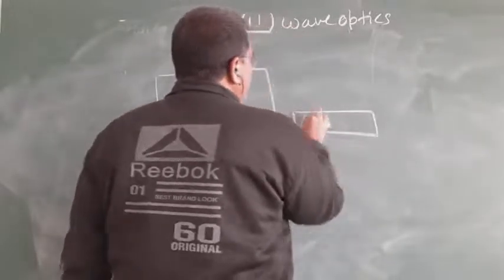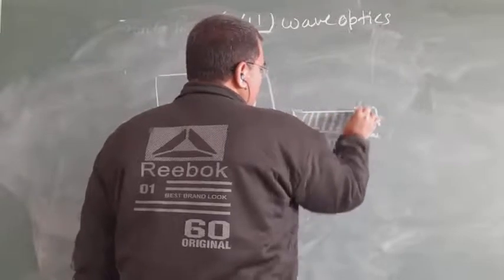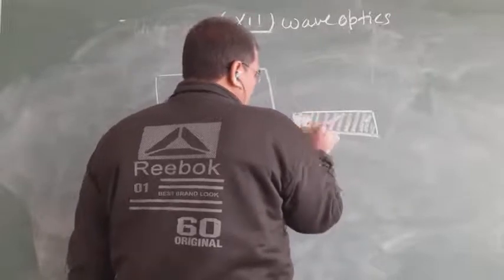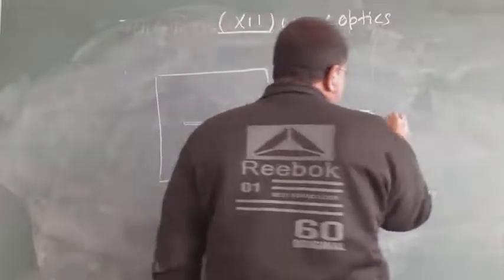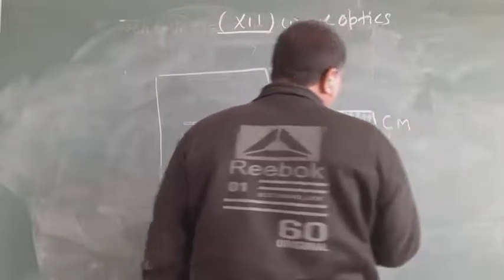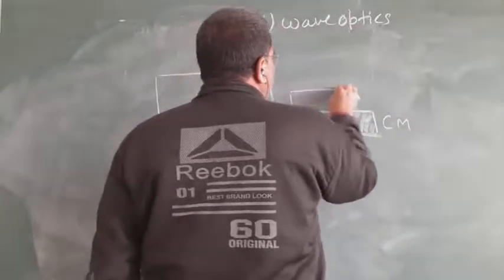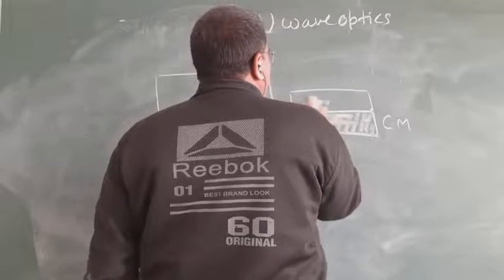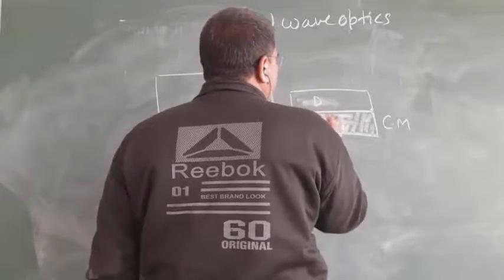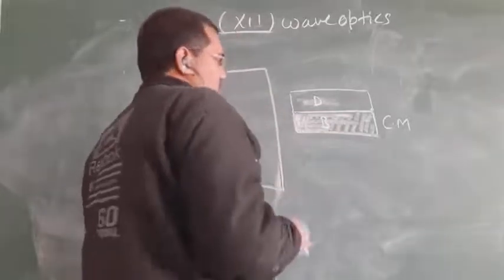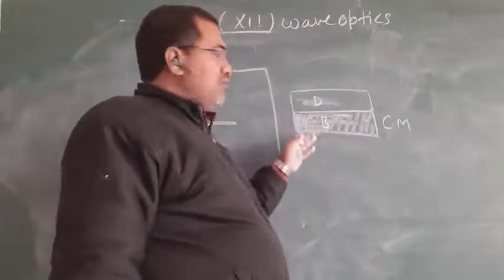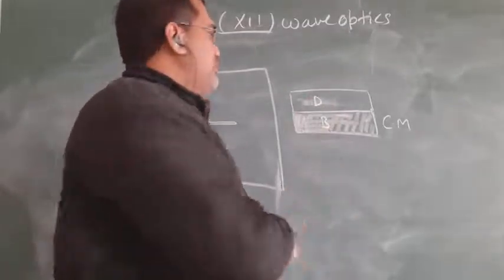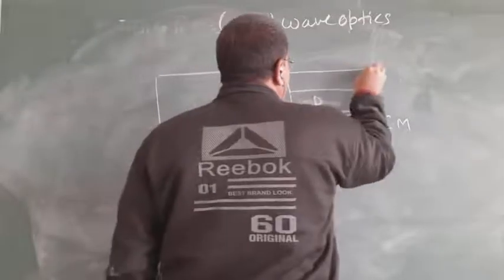Suppose this is a bright fringe, which means in this region brightness must be present. Suppose this is the central maximum. After that, this is called a minimum, you can say a dark fringe, and this is called a bright fringe. Dark and bright fringes are obtained on the screen on both sides of the central maximum in an alternate manner. So again, a bright fringe here.